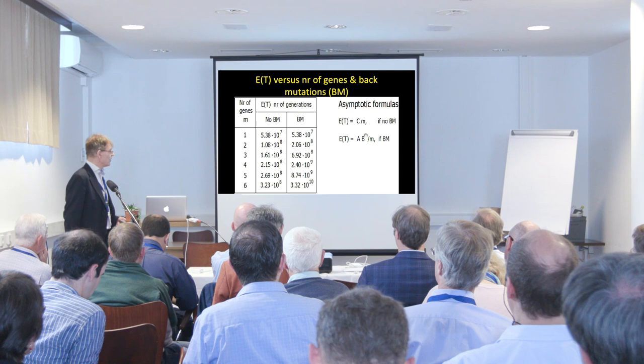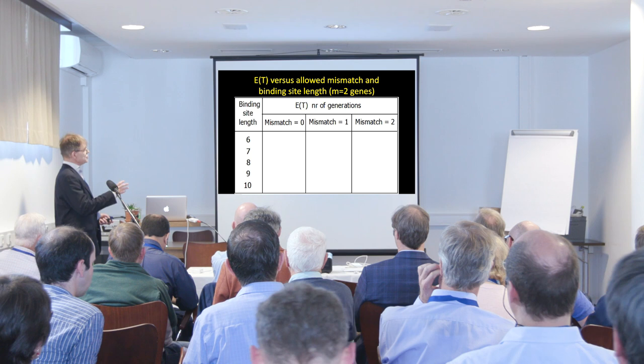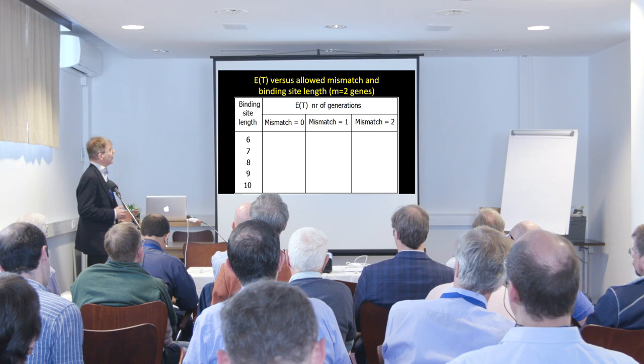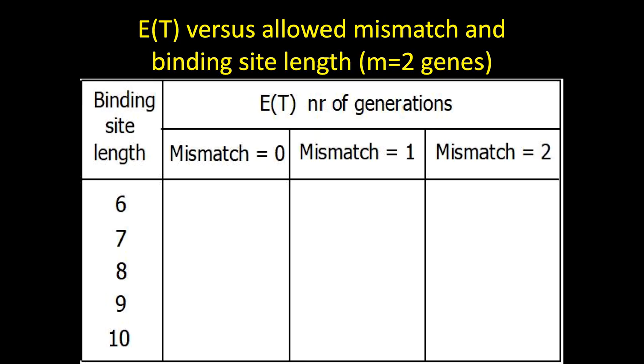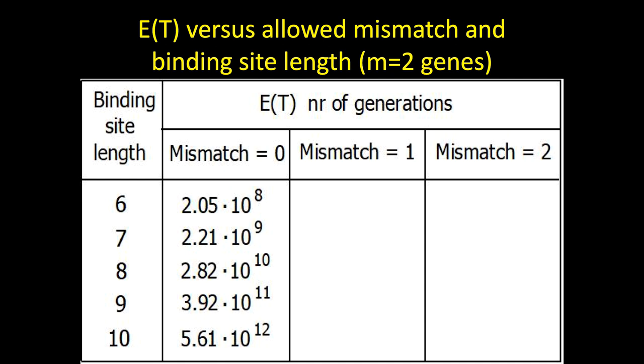Let's look at the second example where we have 2 genes and how the waiting time is impacted by the length of the binding site and the maximal allowed mismatch. How much can the transcription factor tolerate? It's natural that the longer the regulatory sequence is, the shorter the waiting time gets, because we have more opportunities. But the longer the binding site is, the more difficult it gets, because we need a longer substring to match. And the waiting time actually increases exponentially with the length of the binding site. And that is not very surprising.